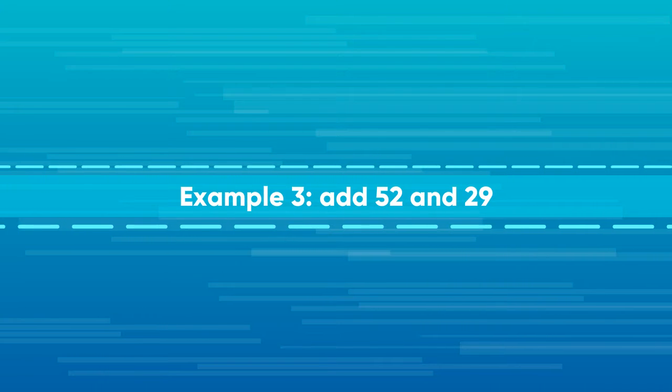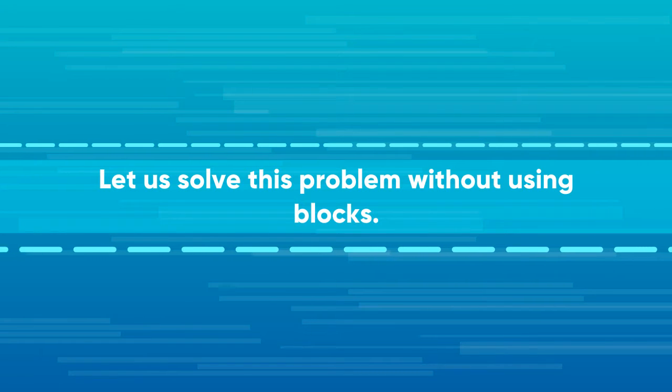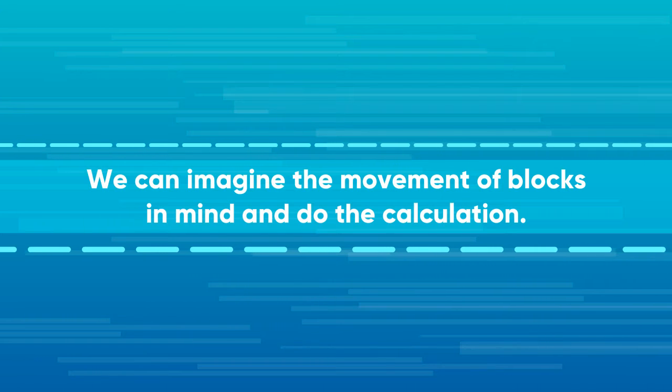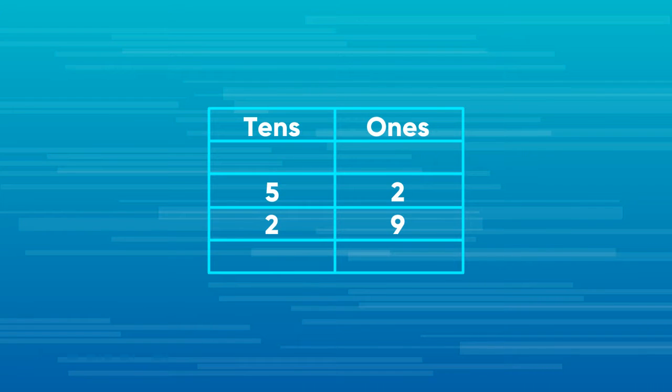Example 3. Add 52 and 29. Let us solve this problem without using blocks. We can imagine the movement of blocks in mind and do the calculation. Let us make a place value chart and place the numbers to be added in it.